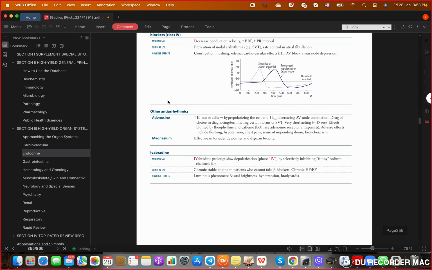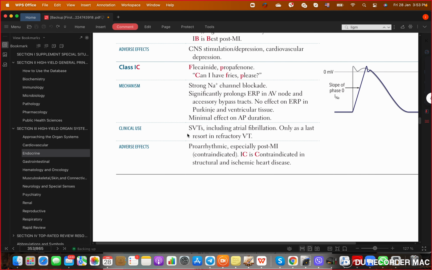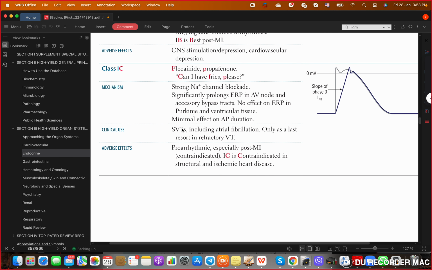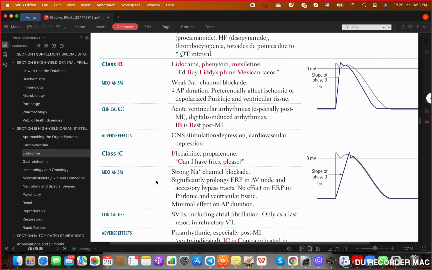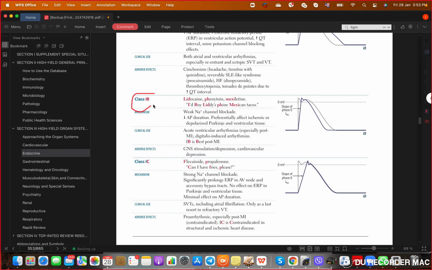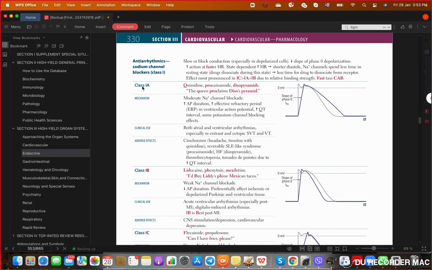I see. Well, you are not a cardiologist, so you don't have to know these minor details. But you must know that class 1C is mainly for supraventricular arrhythmias, not ventricular arrhythmias. If we speak about 1B, mostly it's a post-infarction type of antiarrhythmic. For class 1A, you need to know that it works on both supraventricular and ventricular, but it has severe side effects.